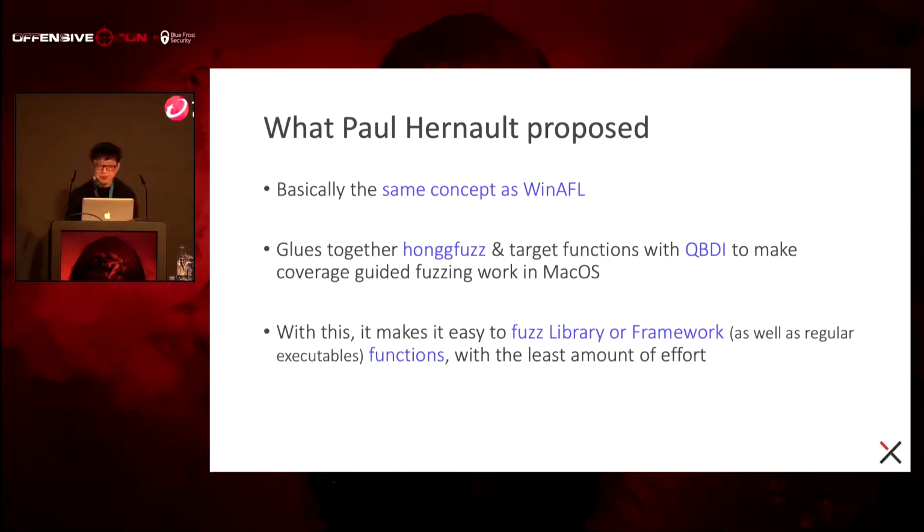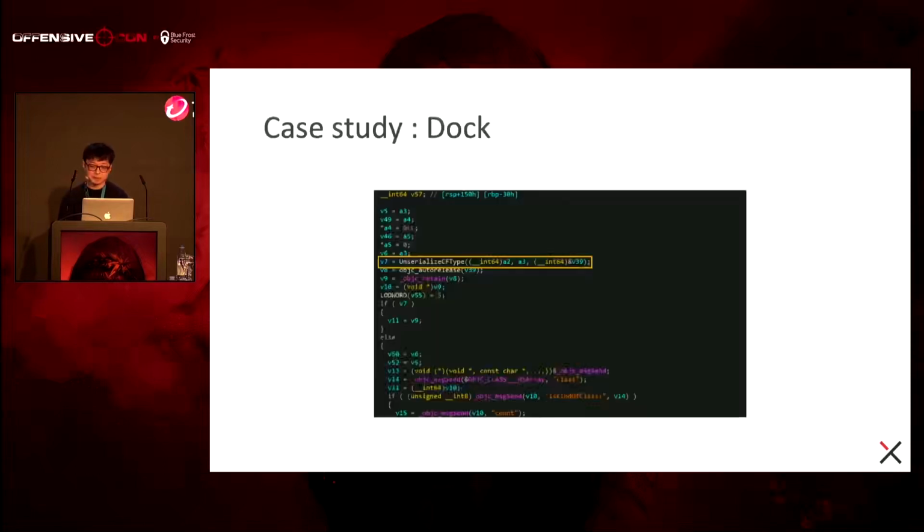Okay, so Pierre did pretty much the same thing, using QBDI instead of DynamoRIO, and using Honggfuzz as the main driver for fuzzing. And with that, fuzzing macOS library or framework functions becomes as simple as writing a couple dozen lines of code.